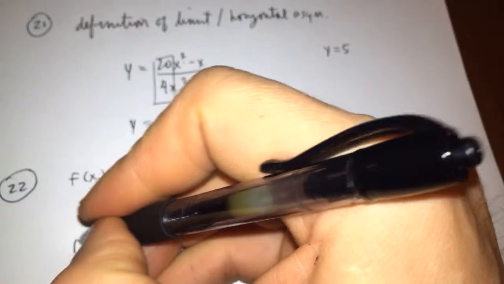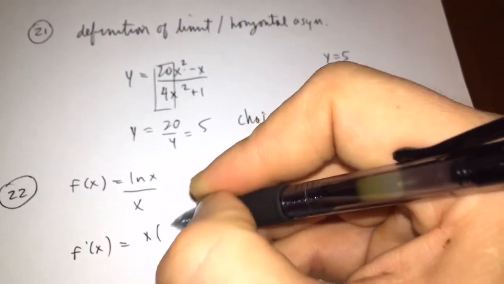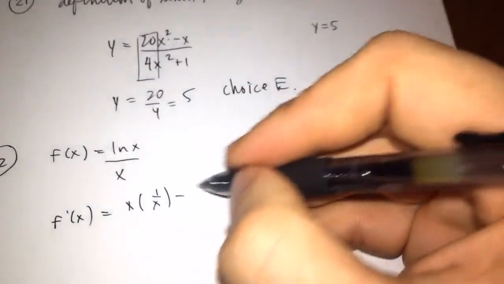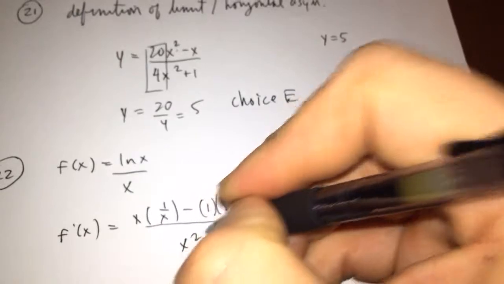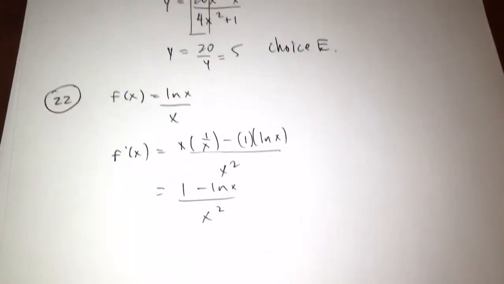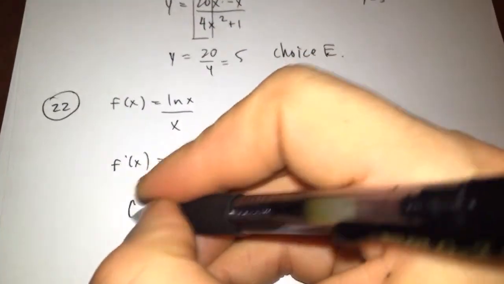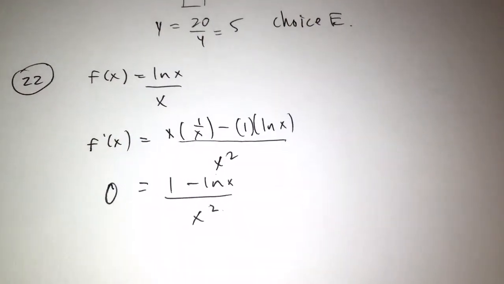Number 22, to derive this, I'm going to do the quotient rule again. I'm going to do x times 1 over x minus 1 times ln x all over x squared. Simplifying, I get 1 minus ln x all over x squared. Now, to discuss absolute minimums and critical points and possible points of inflection and whatnot, I'm going to set the first derivative equal to 0.